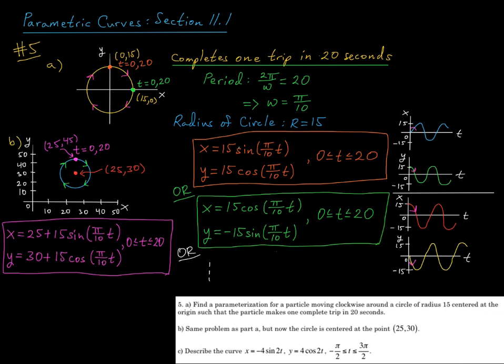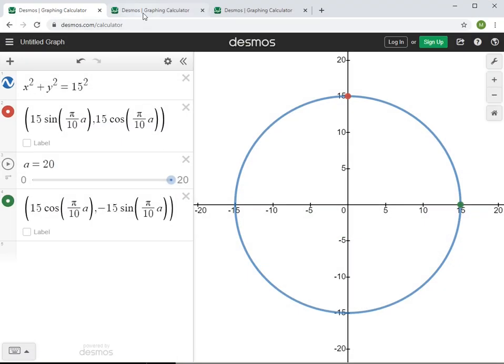I'll just take the first answer we gave, and then just shift it, in other words, adding 25 here for x, and then adding 30 here for y. That's just going to move our center from the origin to this point (25, 30). Okay, so let's check that out on Desmos.